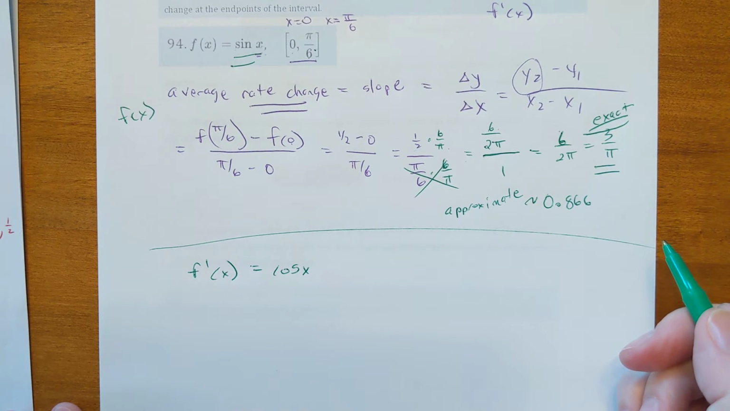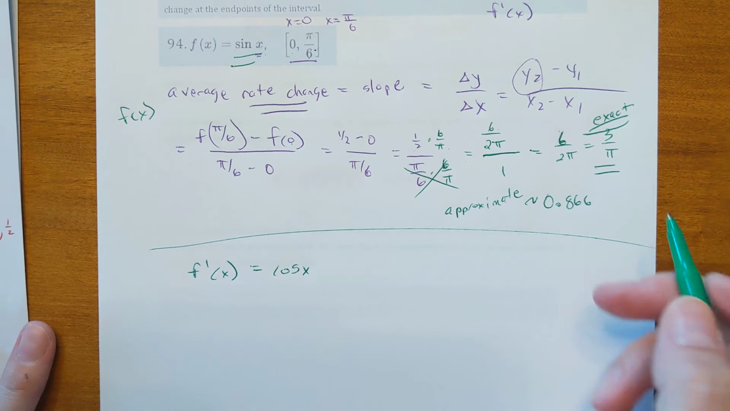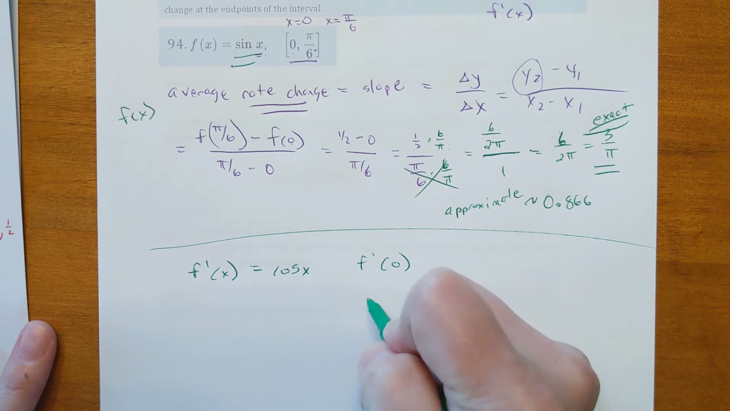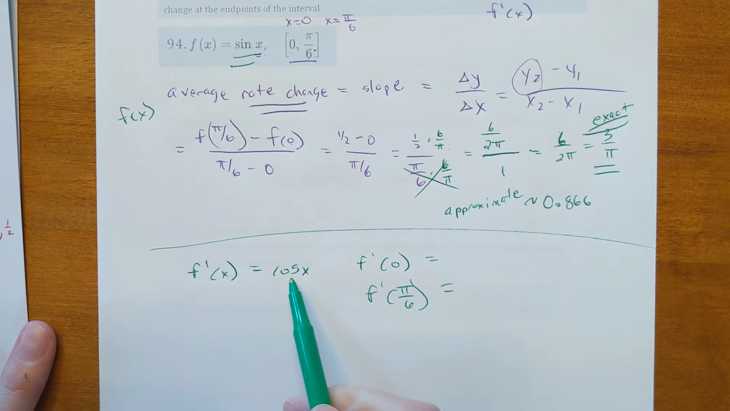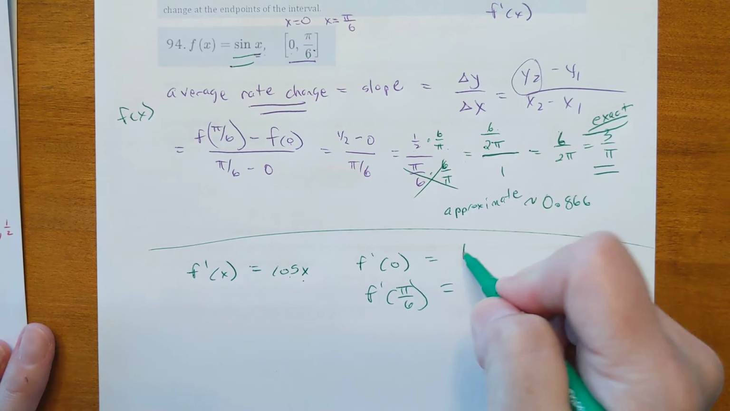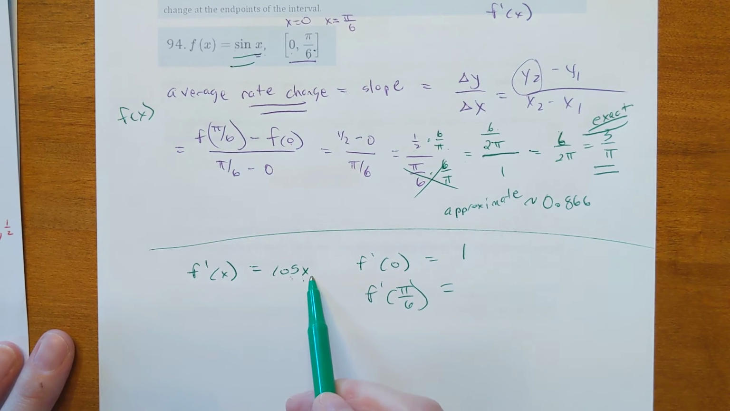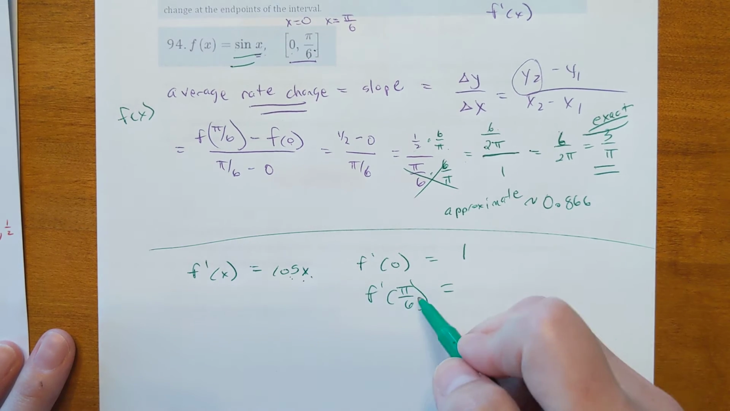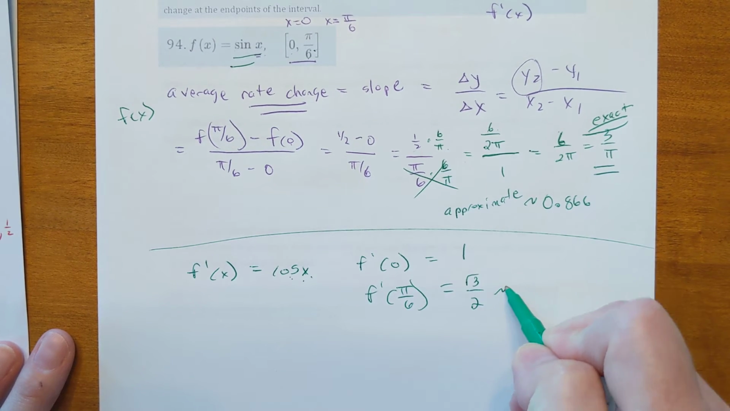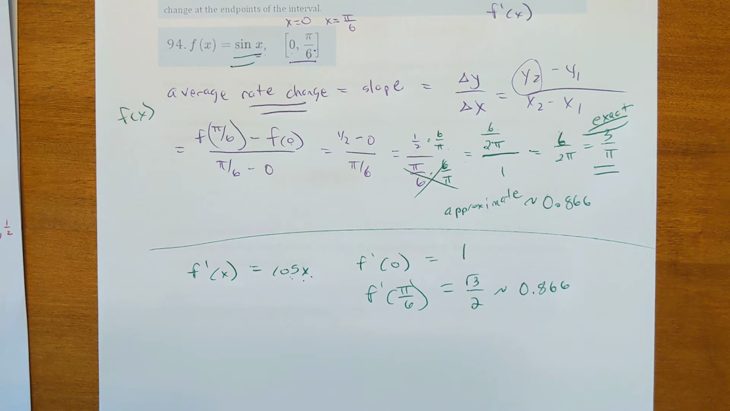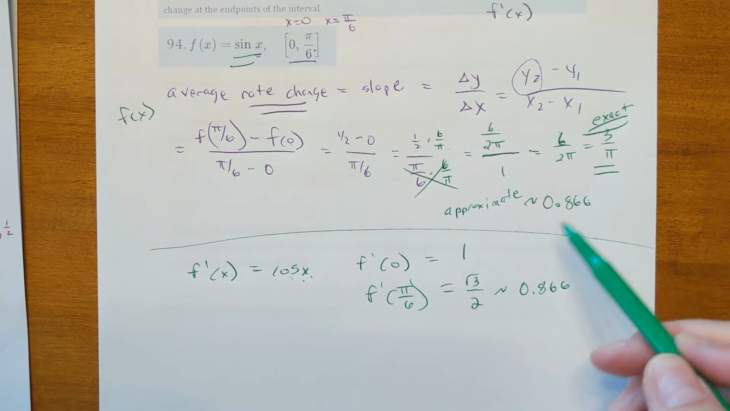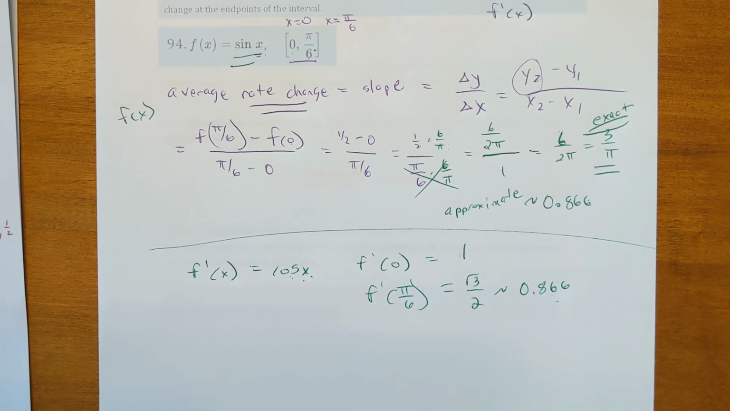And then if you want to know the instantaneous slope at the endpoints, which were 0 and pi over 6, we're going to plug those into the derivative. So cosine of 0 is 1, and then the cosine of pi over 6 is radical 3 over 2, which is about 0.866. Okay, so if you wanted to talk about how the average rate of change compares to the instantaneous rate of change, you can see that the average rate of change is in between those two numbers.